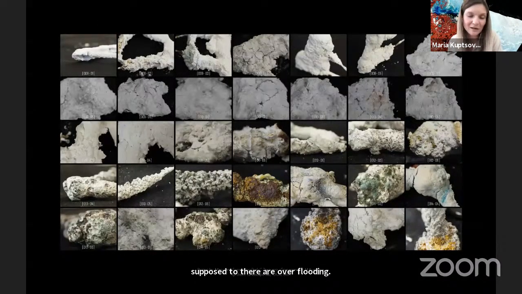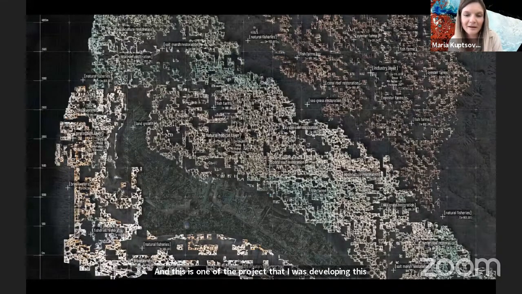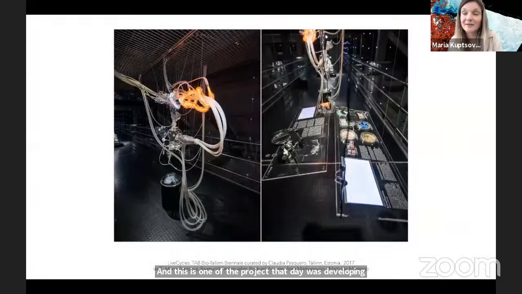And what if we are actually starting to design this type of agents? What if we are looking into the technology itself and starting to design them? This is one of the projects that I was developing with the IAC team for the Tallinn Biennale back in 2017 or 18. We were designing the drone and enlarging it in order to show that these technologies are in space, are on the planet, and we can transform the understanding of technology from these kinds of mechanical creatures to the biological.